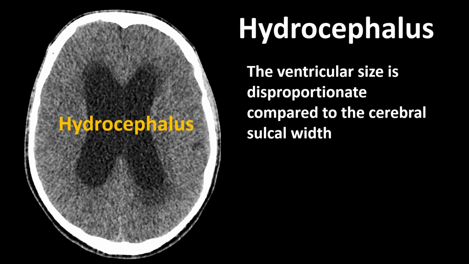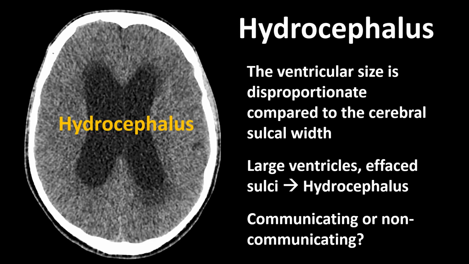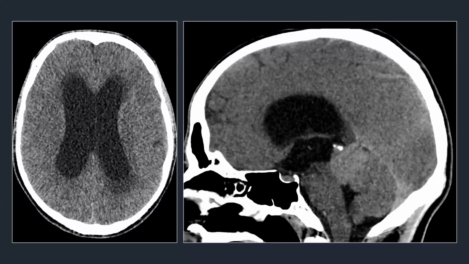When it comes to hydrocephalus, the ventricular size is disproportionate compared with the sulcal width on CT images. So if you have large ventricles and the sulci are completely effaced, you should definitely consider hydrocephalus. And then the next question is, what is causing the hydrocephalus? To answer that, try to determine if it's a communicating or non-communicating hydrocephalus.